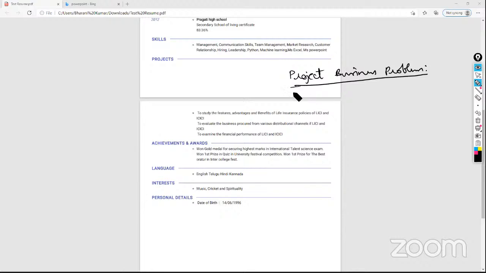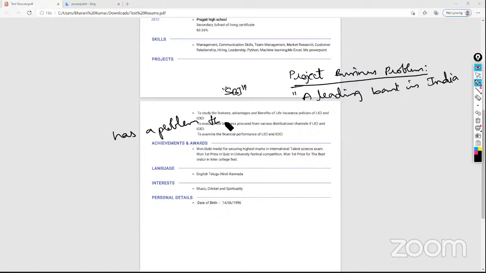Briefly explain. You need not call out the name of the client. You can actually say that you would have done a project for a bank. Okay, say you have done a project for State Bank of India. You can as well mention a leading bank in India has a problem that a lot of customers are churning out to private banks.